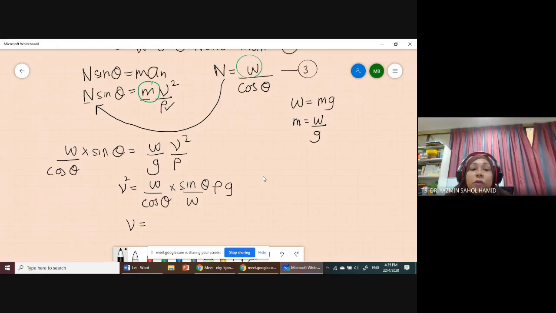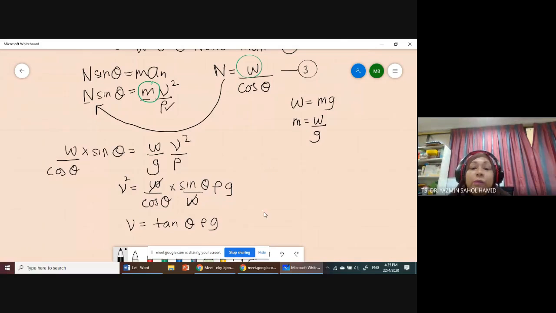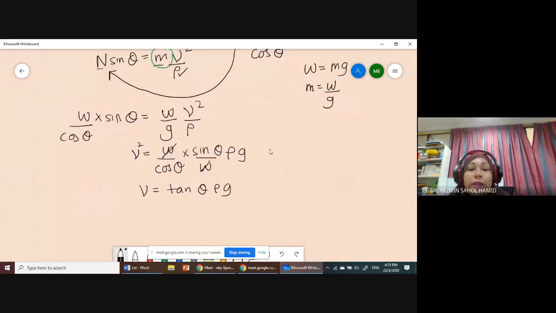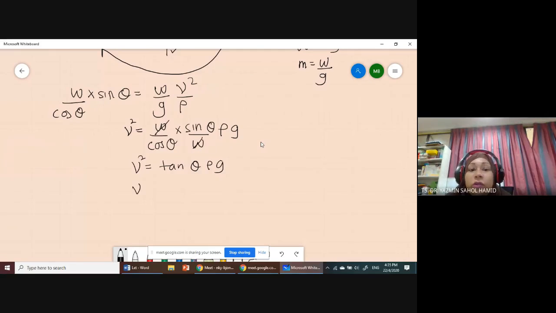So what is the answer for V? 19.6 meter per second. Yes, 19.56. Okay, you're not looking at your textbook, you're answering this question yourself. Good. So V will be 19.56 meter per second.